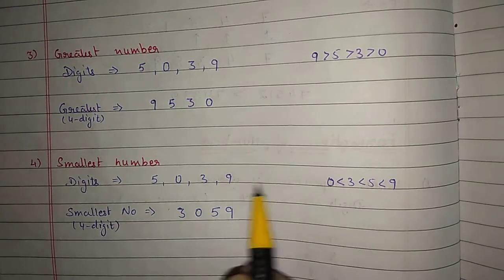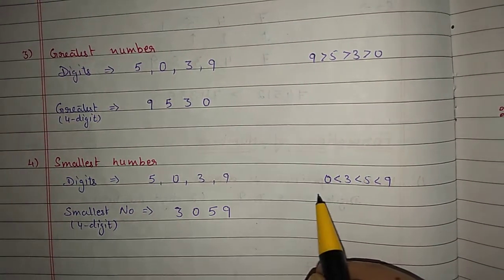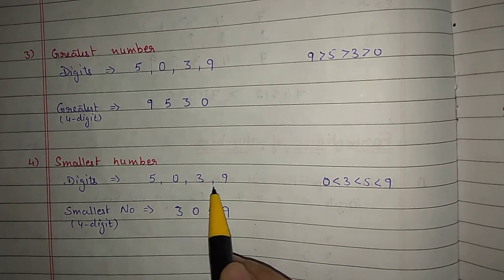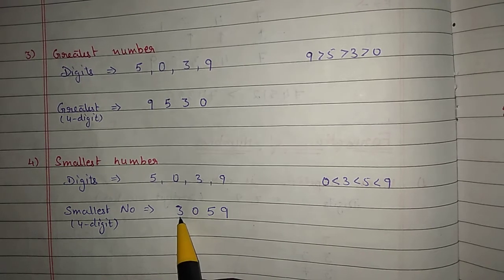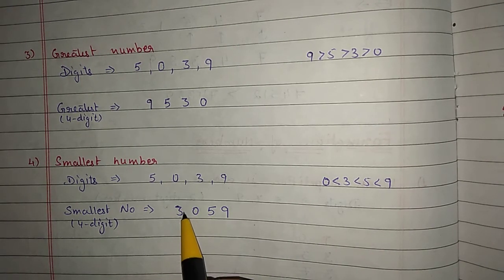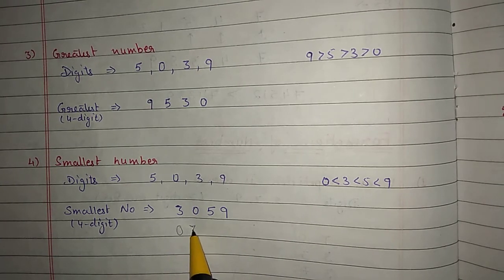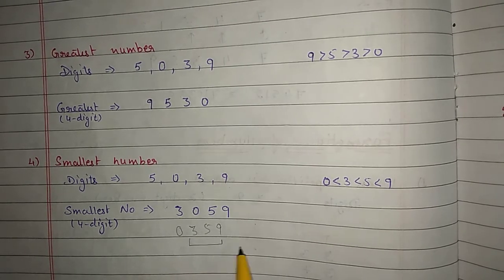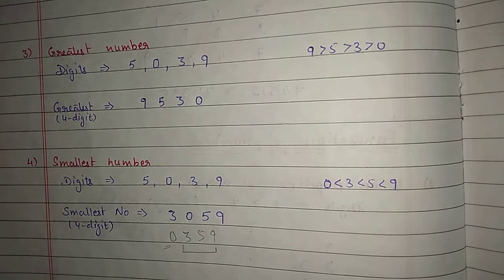For the smallest number, we have to arrange the numbers in ascending order, small to big. But only one thing you have to keep in mind: don't keep 0 at the first place. If 0 is there in the given digits, always keep it at the second place. Why? Because if I keep 0 here, then this number will be 0359, and this is a 3-digit number, not a 4-digit number. So, be careful with 0.